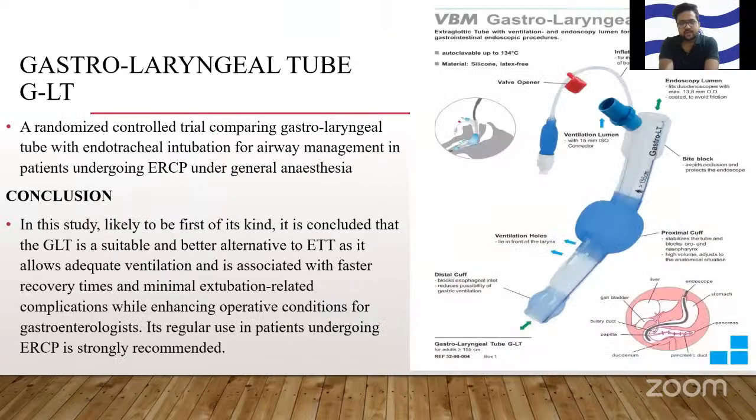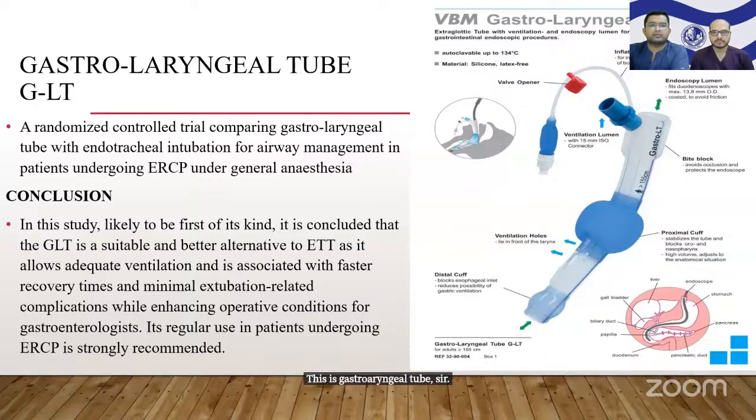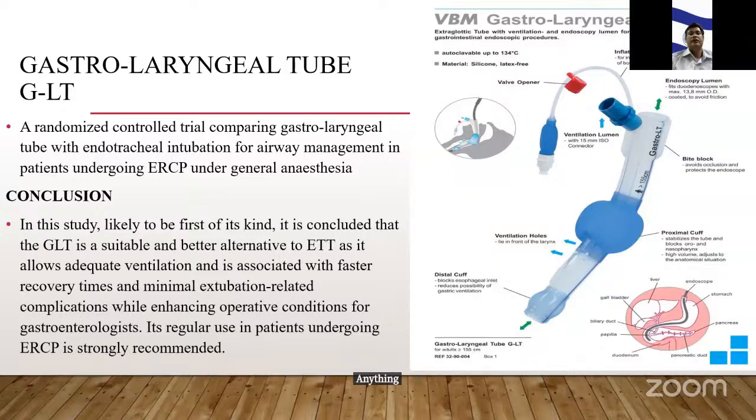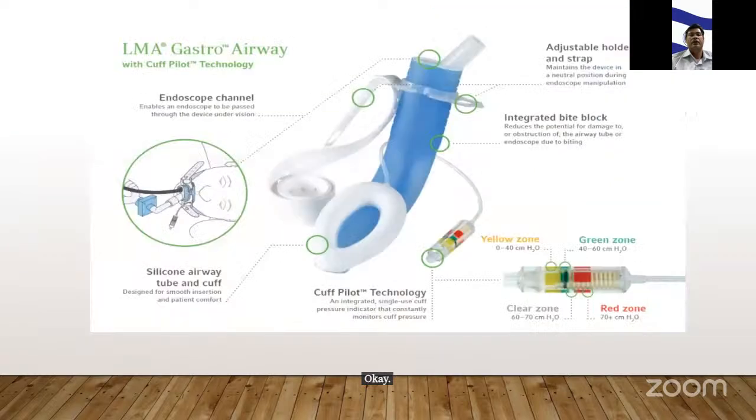Good. Any other adjuncts? Yes, gastrolaryngeal tube, sir. It is one kind of LMA used for monitored anesthesia care procedures, with one port for the passage of endoscope and another port for the ventilation, sir. Anything else, Pranath? LMA gastric airway, sir.